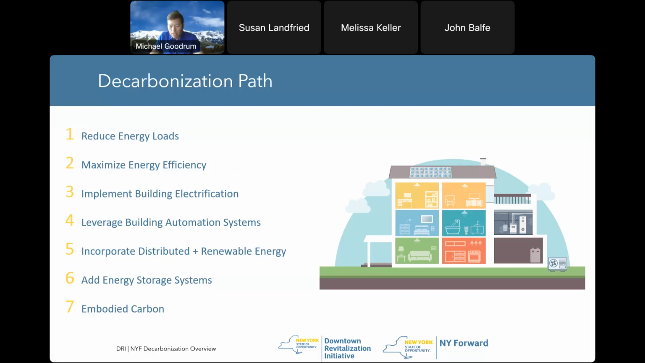So you're starting with reducing your loads in the building and then maximizing efficiency of systems before you move toward electrification, especially where you're talking about an existing building retrofit, because then you can better size your electrification, your heat pump system, say, which can save you some money on first costs and long term. And then, taking advantage of building automation systems and controls to further optimize, and then adding in distributed energy, renewable energy, and eventually energy storage.